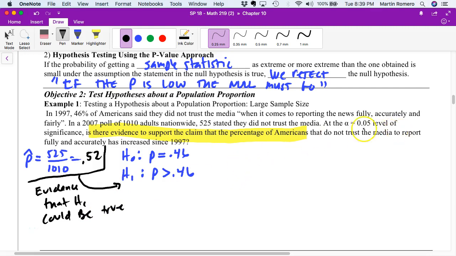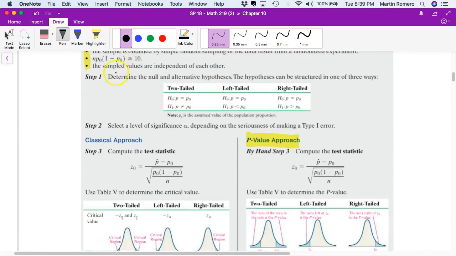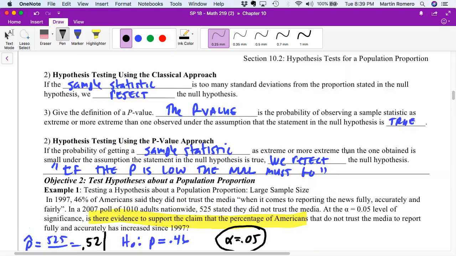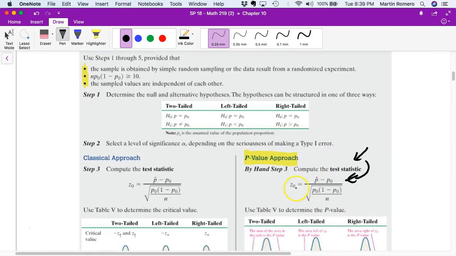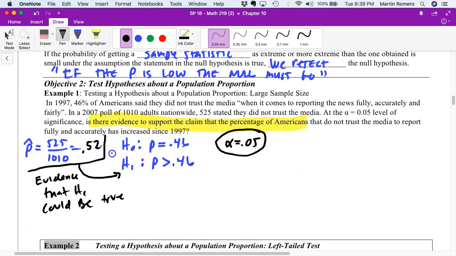Step 2, we are testing this at the alpha equals 0.05 level, so that's important to know. The next thing we want to do is go ahead and calculate. We have the level of significance, and then we now go ahead and calculate the test statistic. We're not going to use this form, which we would do by hand. Instead of doing that by hand, we're going to use StatCrunch.